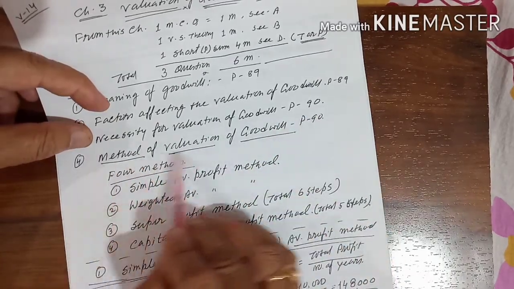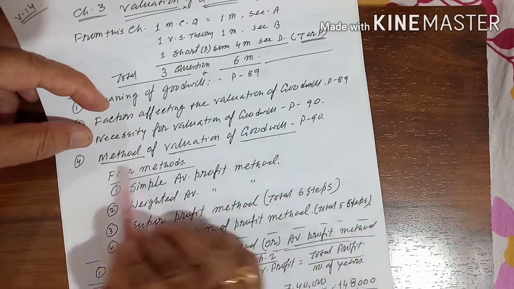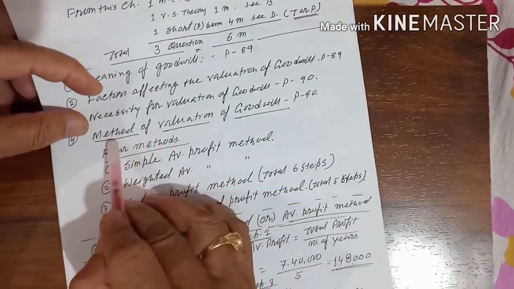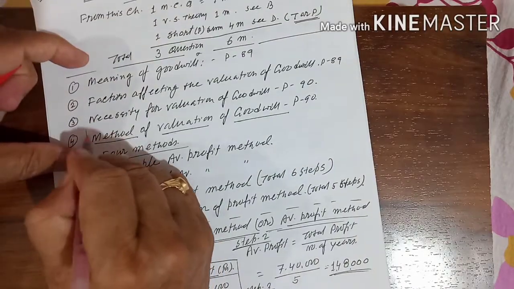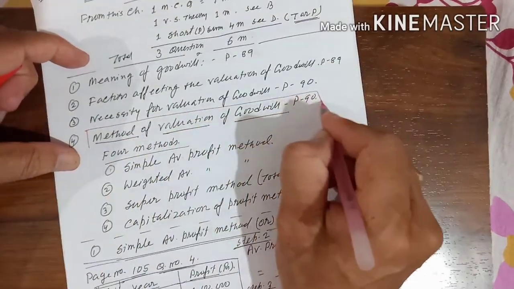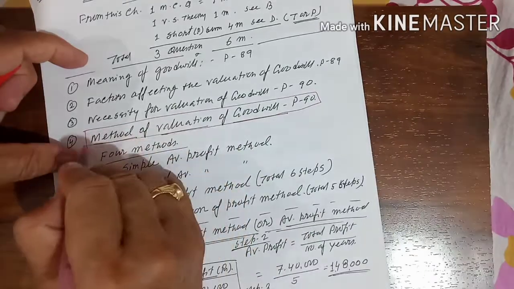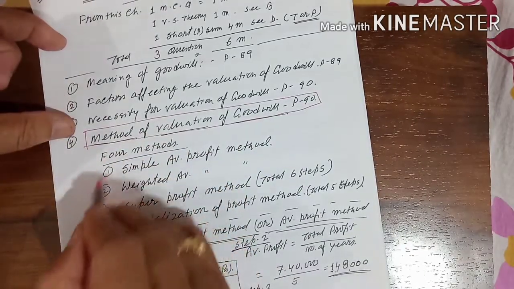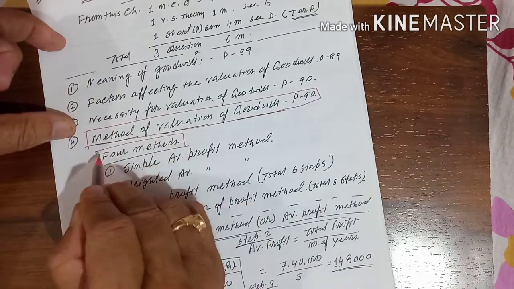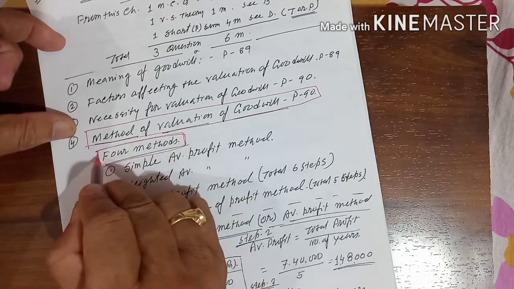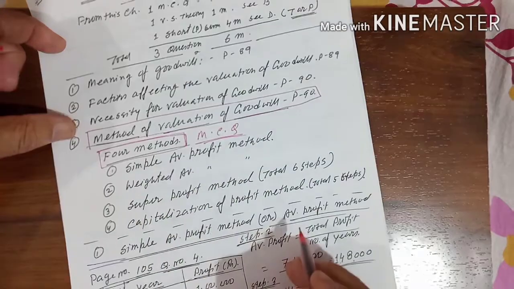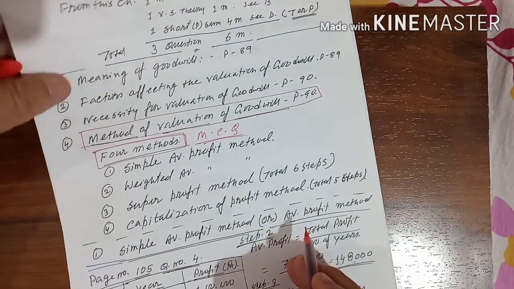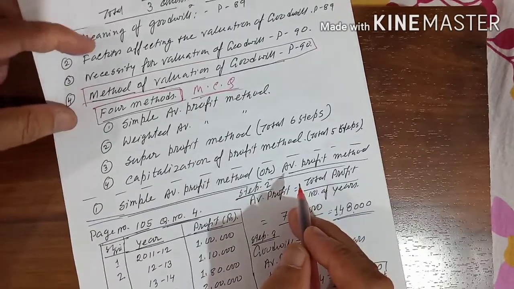And the most important part, where the 4 marks practical sums will come, is the methods of valuation of goodwill. How many methods are there to calculate the amount of goodwill? It is given on page number 90 in your textbook. This is the most important. There are 4 methods. An MCQ may also come on these 4 methods: how many methods are there to calculate or evaluate the amount of goodwill?